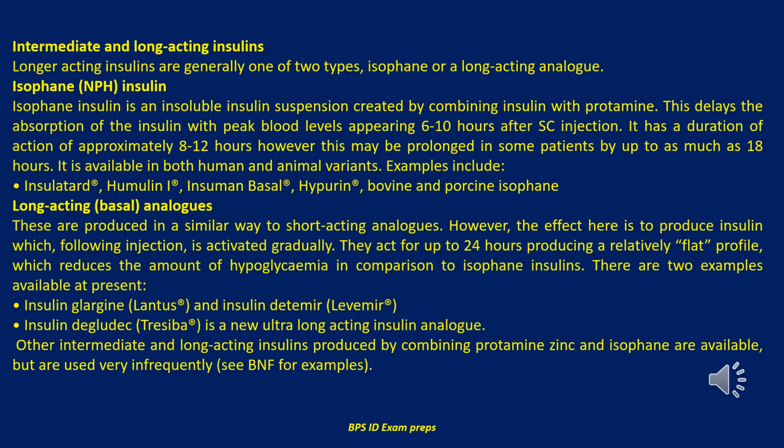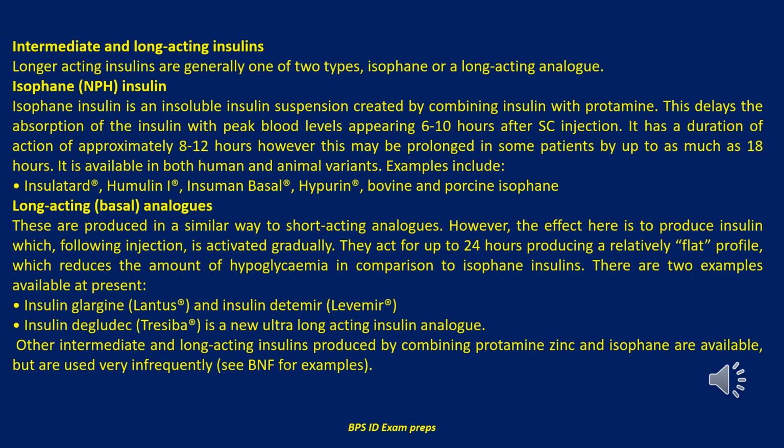There are two examples available at present: 1. Insulin glargine, marketed as Lantus, and insulin detemir, marketed as Levemir. 2. Insulin degludec, marketed as Tresiba, is a new ultra-long-acting insulin analog. Other intermediate and long-acting insulins produced by combining protamine, zinc and isophane are available, but are used very infrequently.